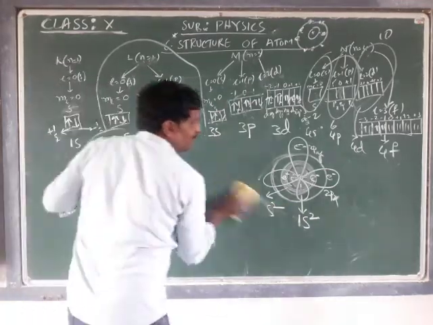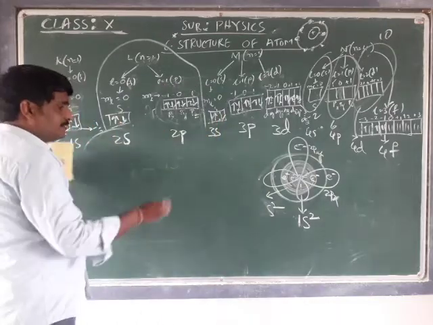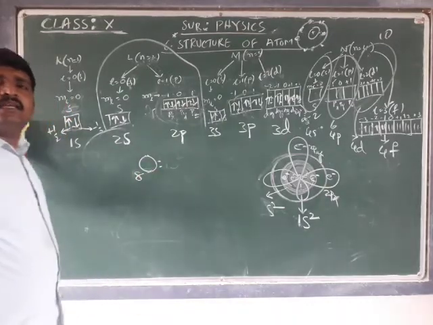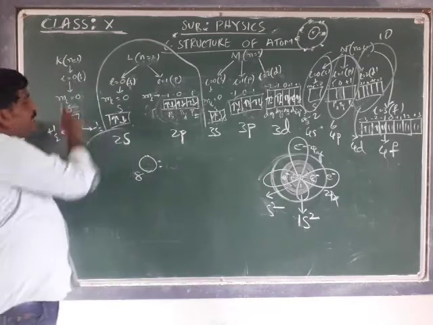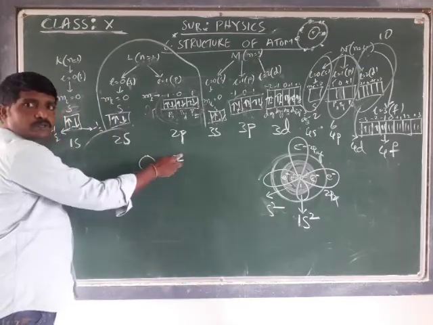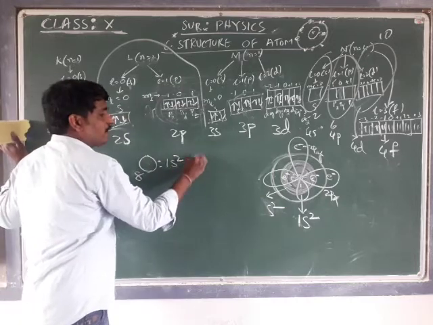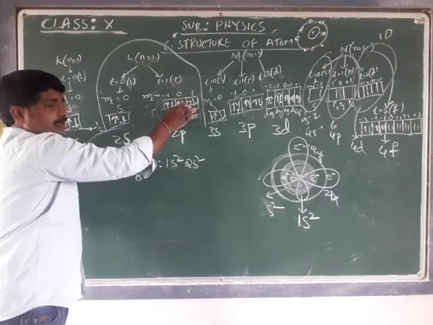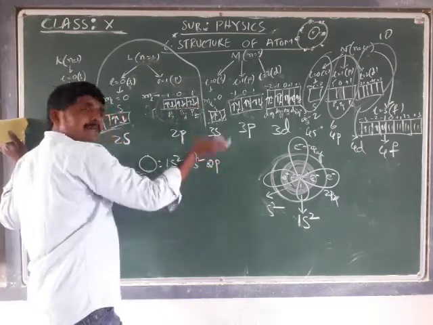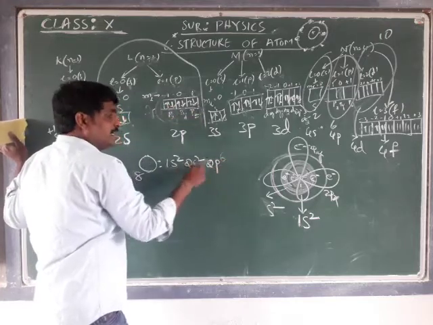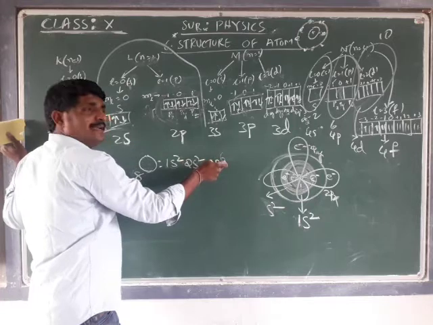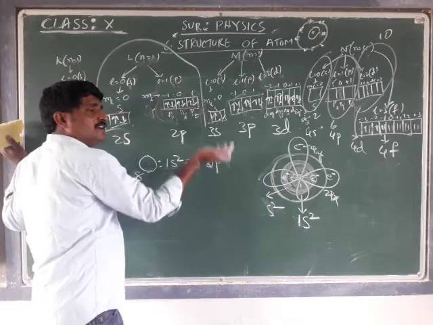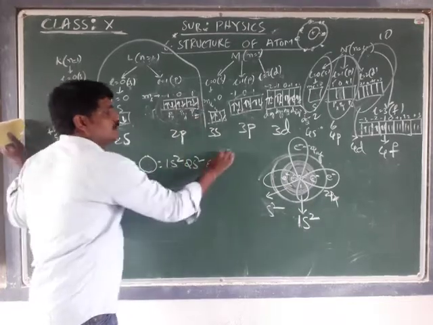For example, one more. Suppose I have oxygen, 8. In 1s I can fill 2 electrons, 1s2. After this in 2s I can fill 2 electrons, 2s2. The remaining part is 2p. p has the ability of filling 6 electrons, but I can't write 2p6. If I write 2p6, 2 plus 2 plus 6 becomes 10, but we have only 8 electrons. 2 plus 2, 4 gone. p can fill 6 electrons, but we are left with only 4, so 2p4.